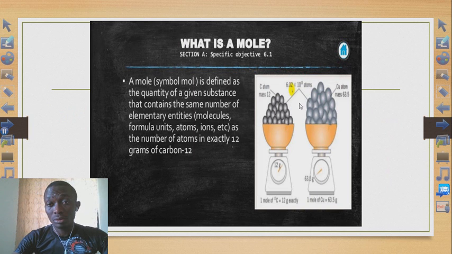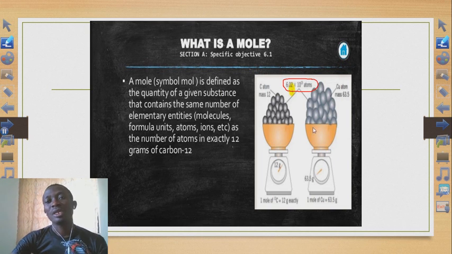We have two elements there. We have carbon and we have copper. Now, 12 grams of carbon 12 is the standard we are using. I want you all to note that 12 grams of carbon 12 is said to contain 6.02 times 10 raised to power 23 atoms. Let's take note of that.